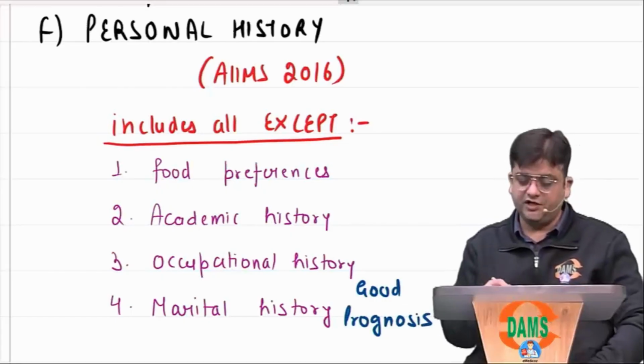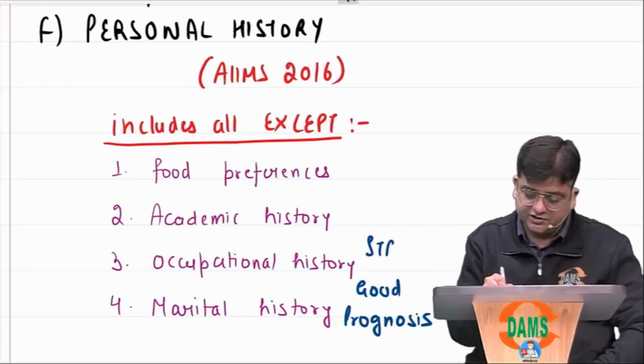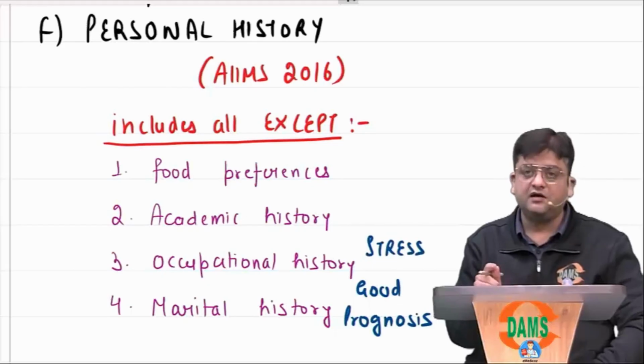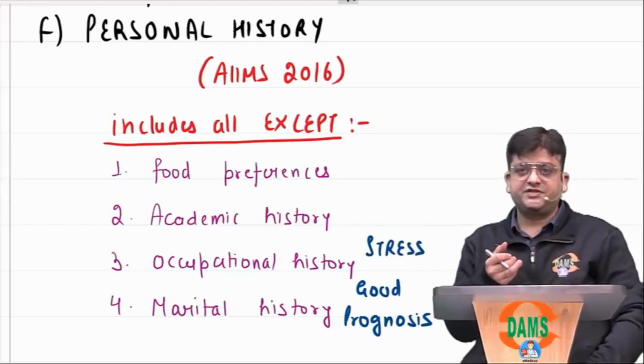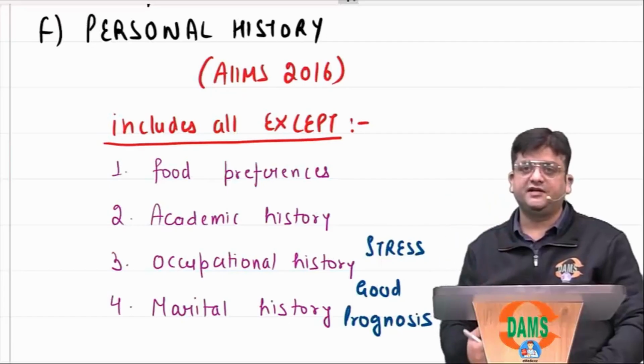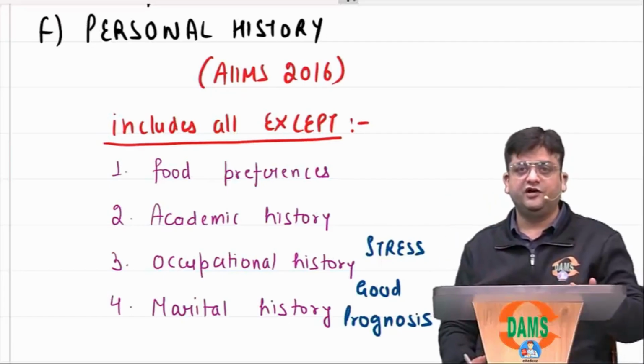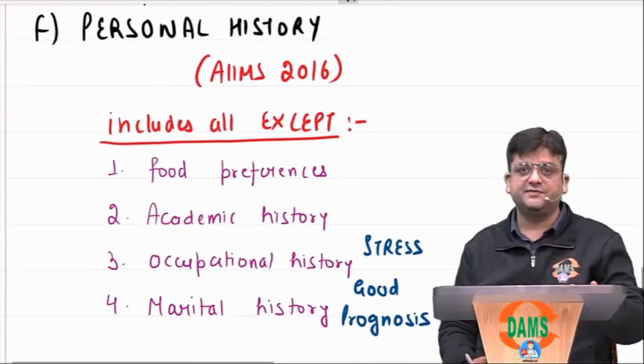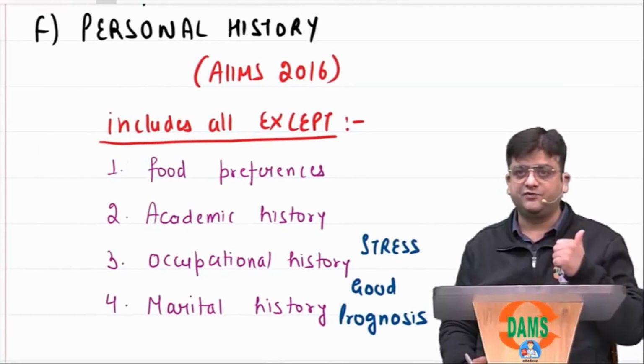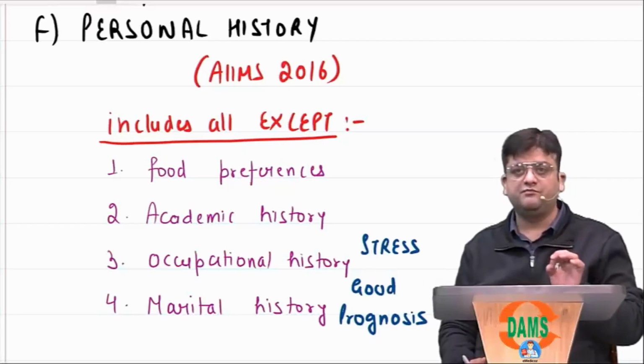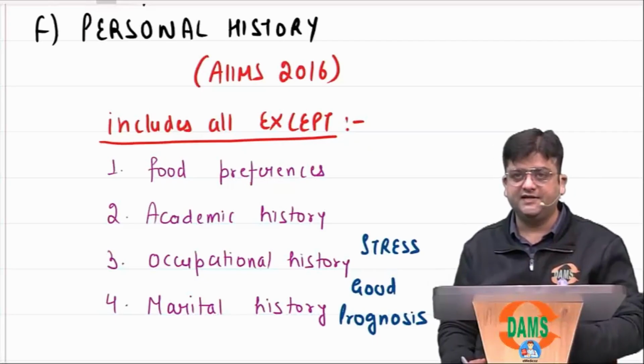Occupational history, do we need to ask? Yes. Stress. Because job stress predisposes to psychiatric illness. That's why all over the world, the people most prone to psychiatric illness because of their job are medical health professionals, doctors. Doctors are the people who, because of their job, suffer most from mental illness.